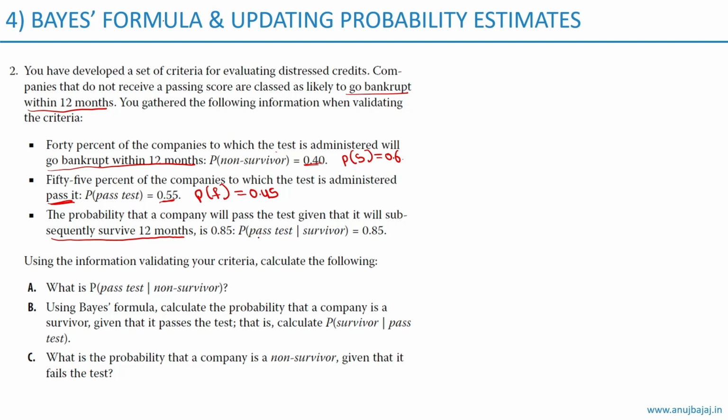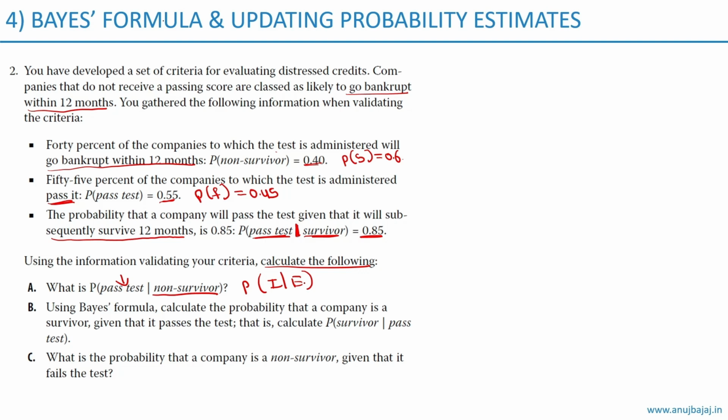That is, the probability of a company passing the test, given it has survived, is 85%. So using the above information, we are required to calculate the following. What is the probability that a company will pass the test given it has not survived? So we are required to calculate the probability of the information given the event.